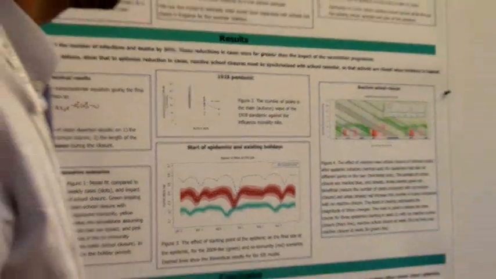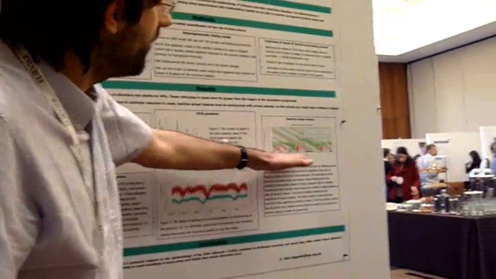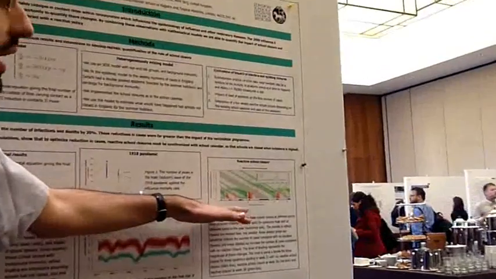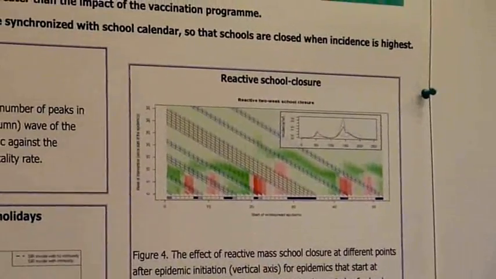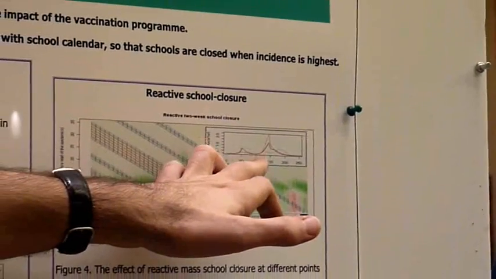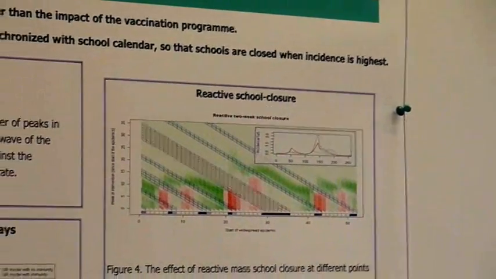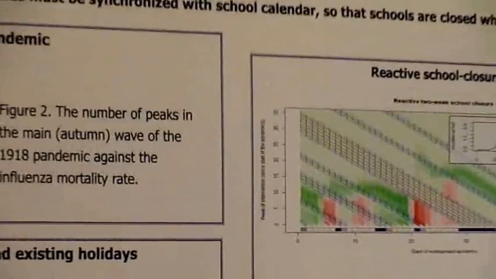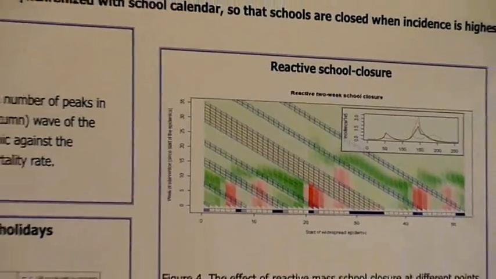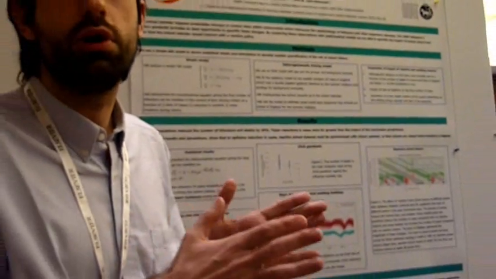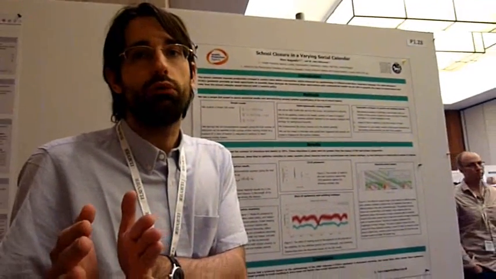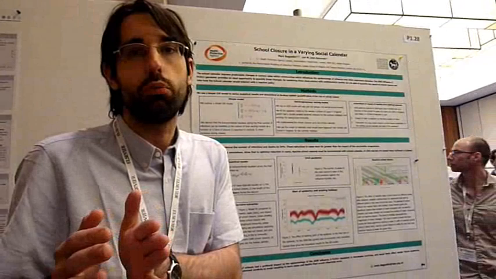Yeah, just conclude. Yeah, and that means that there's an optimal way of reactive school closure. If you want to add a school closure, you should do it in order to maximize the number of cases during the school closure. That means that it can be detrimental to actually close the school when the epidemic is just starting, because you're actually pushing up the last bit of the epidemic.